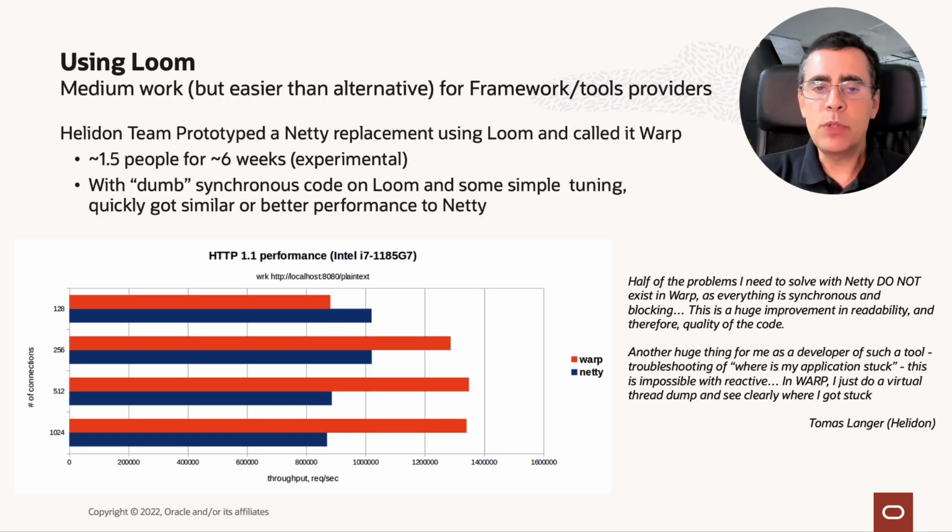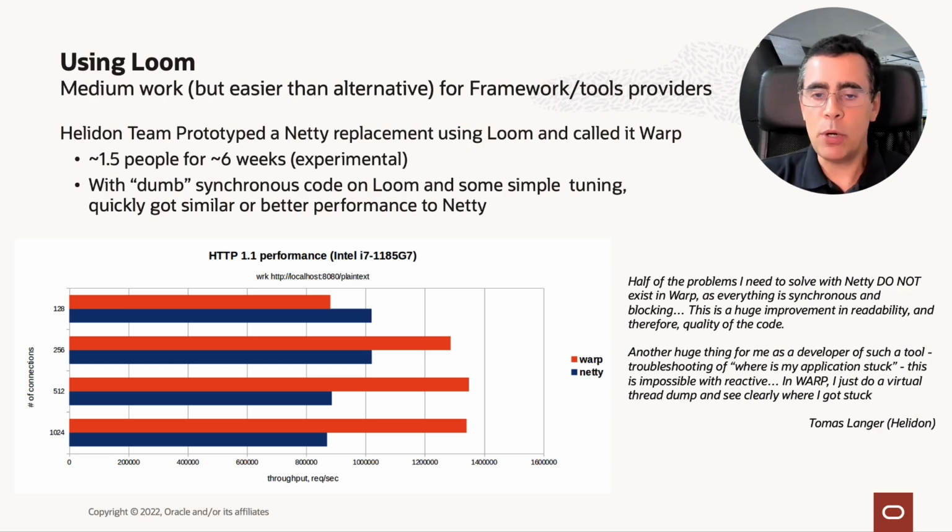As part of the work to test Loom, a small group of people from the Helidon team, and by small I mean one person full-time and one person part-time, worked to create a prototype replacement for Netty, which they called Warp. Netty is used to create high-performance protocol servers and clients. To allow for optimal resource utilization, Netty doesn't use the simple paradigm of one Java thread per request, but instead it has its own set of APIs to allow multiple requests to time-share the same OS threads.